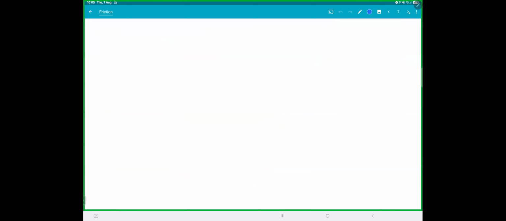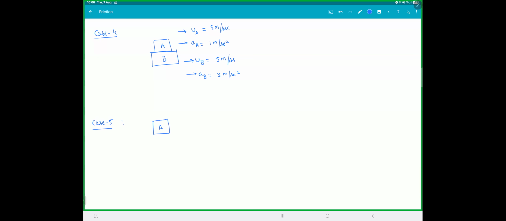Case 4. What if block A's speed is 5 meters per second? Acceleration of A is 1 meter per second square. Block B's speed is 5 meters per second. Acceleration of B is 3 meters per second square. Now what about the direction? What if you have accelerations also? Again, how we got the acceleration, don't worry about that. Assume you have this.